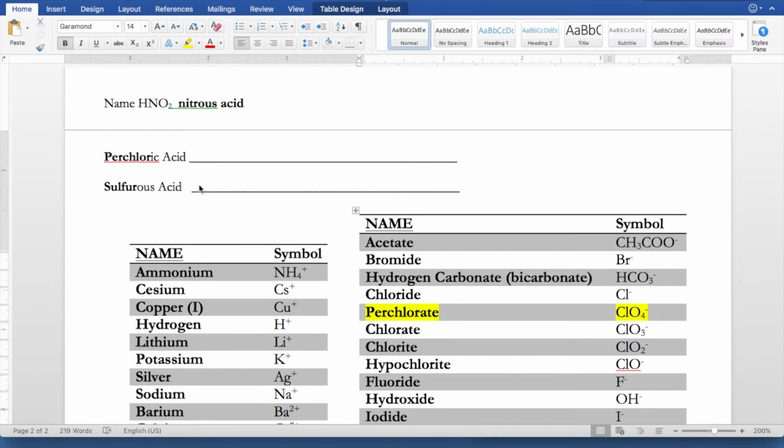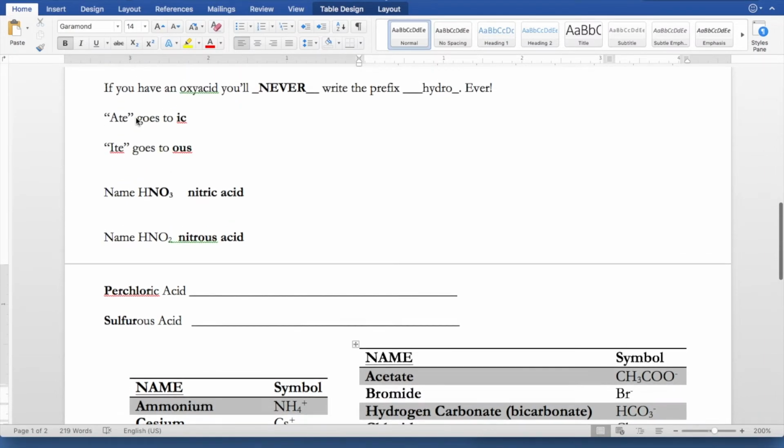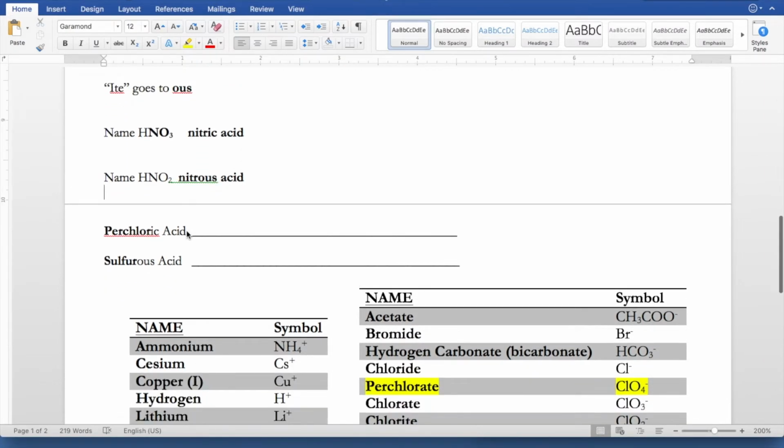I know that perchlorate is related to perchloric acid because ate went to ick. So if I've got perchloric acid, it had to start with the perchlorate ion, the ClO4 minus ion. And once I know what I have here, I just need to ask how many hydrogens, because remember acids make hydrogens, how many hydrogens are needed to cancel out that minus? Well, perchloric acid must have 1 hydrogen because I've got to get rid of 1 minus. So I get HClO4.